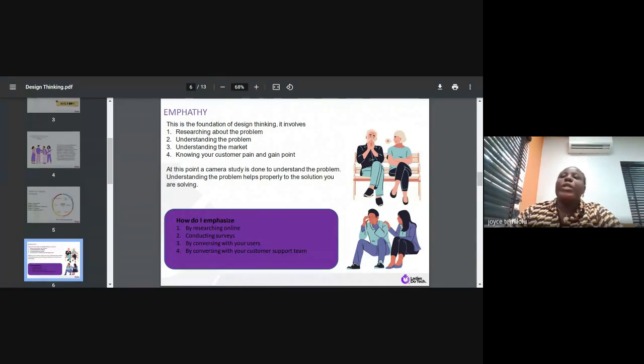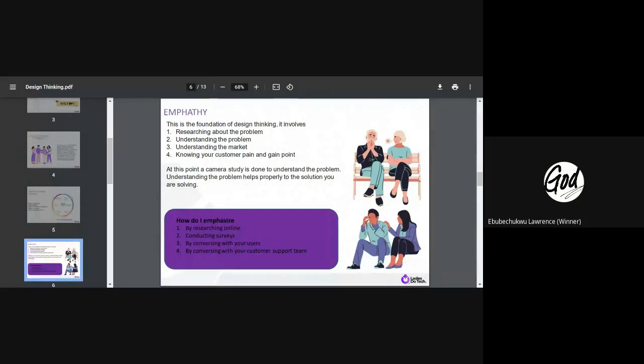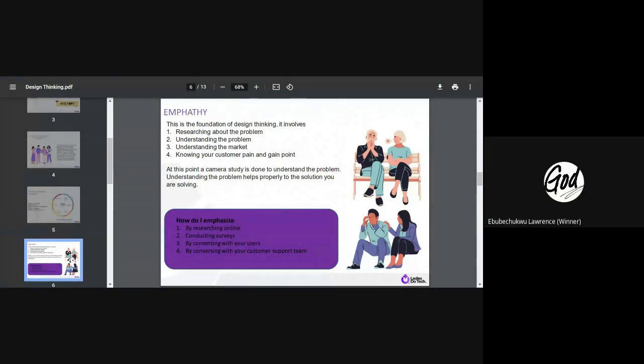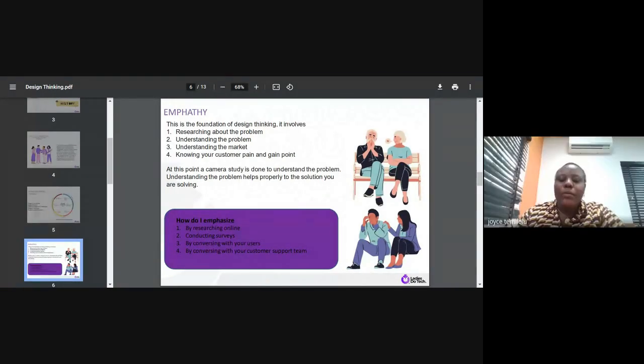So, understanding the markets. I've moved between different markets within Africa, and trust me, the market is different. The market for device management for me was different from the market for fintech. For device management, I realized the market was moving slower than the market for fintech.